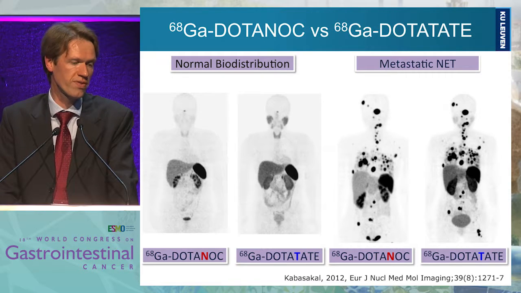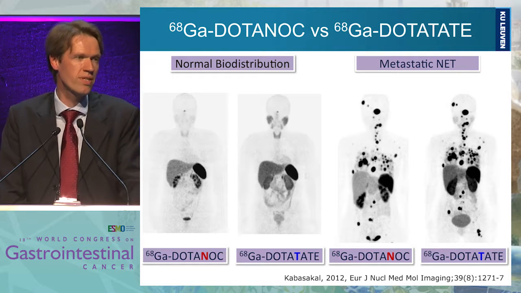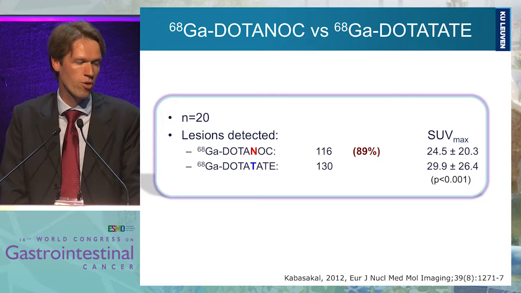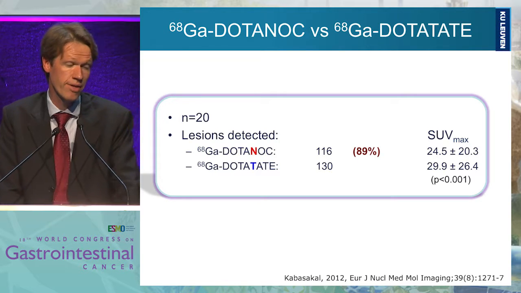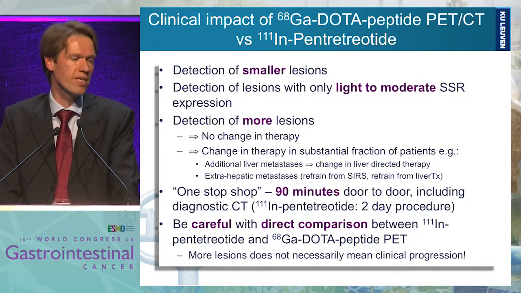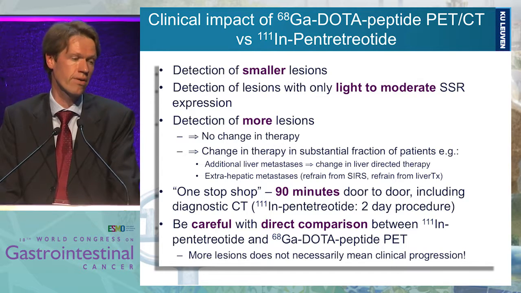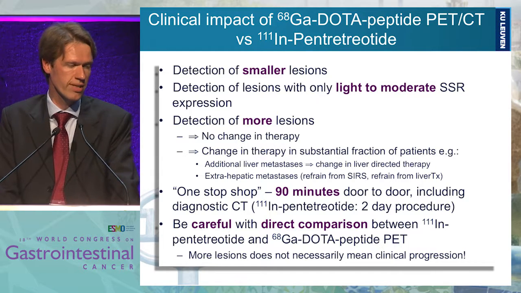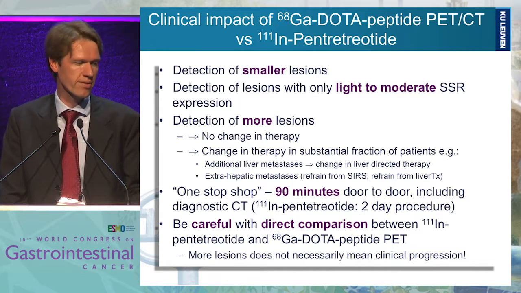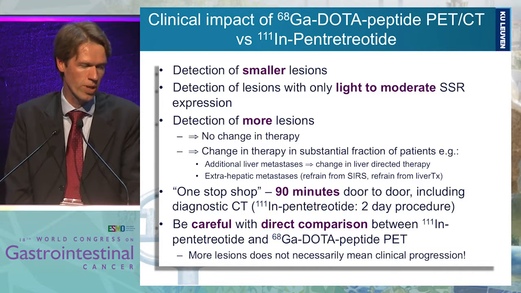And this is a NOC versus TATE comparison. You typically get these images where both scans show the same lesions with roughly the same intensity. And here you see that NOC picked up 89% of the lesions of TATE, and the difference was all due to one single patient. So if we start using gallium-68 DOTATATE, as we now should, we will detect smaller lesions. We will detect lesions that only show light to moderate somatostatin receptor expression. The detection of more lesions might or might not impact therapy, but we've just seen that in a substantial fraction of patients it will.